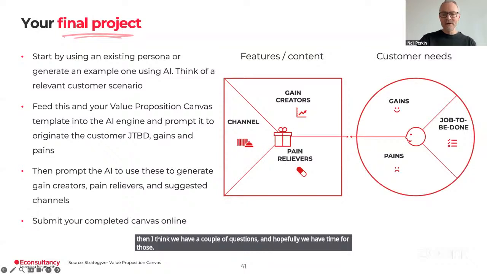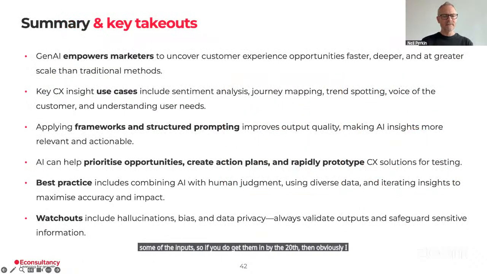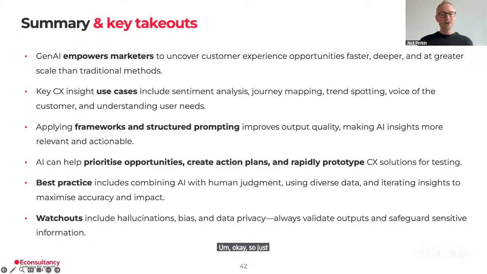Yeah, brilliant. Thank you, Rose. And yeah, really looking forward to seeing some of the input. So if you do get them in by the 20th, then obviously I can give some more direct feedback on some specific examples there. Okay, so just recapping the main points, of course.